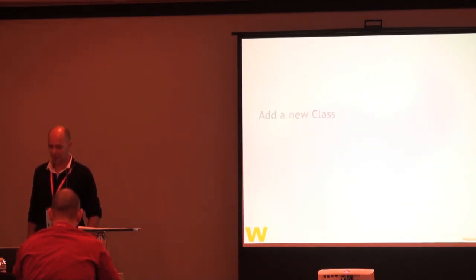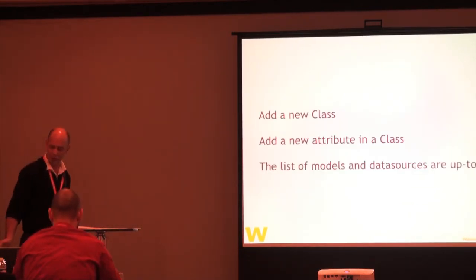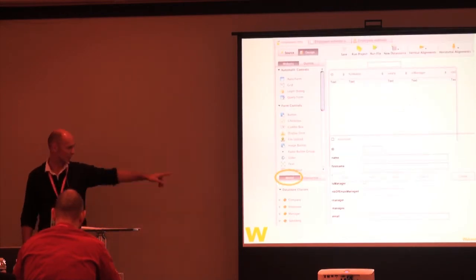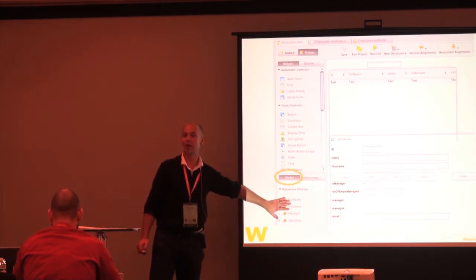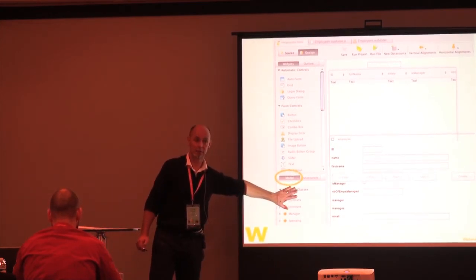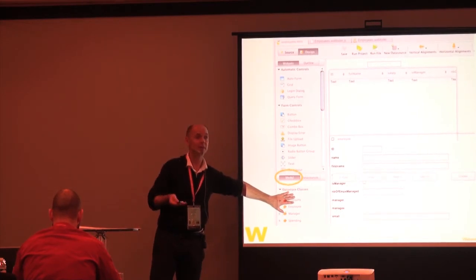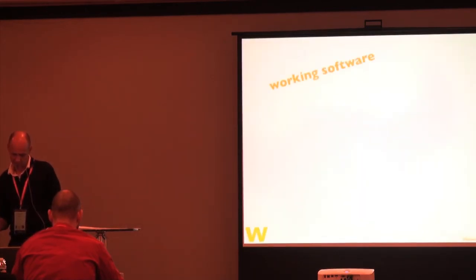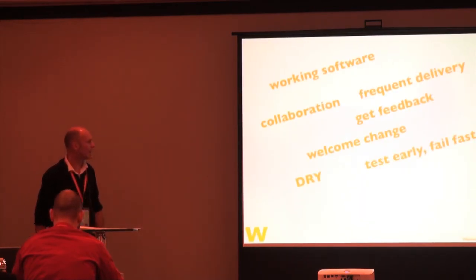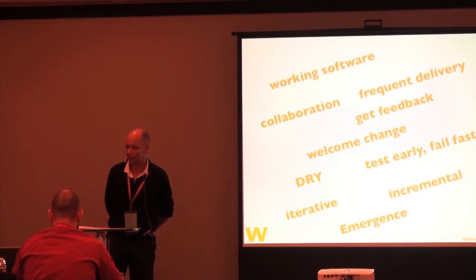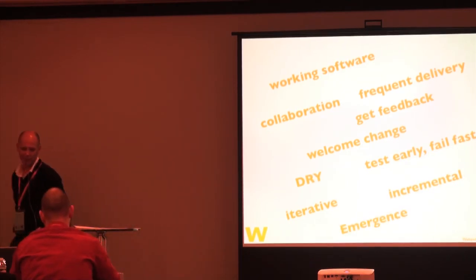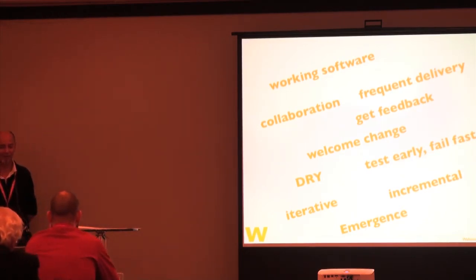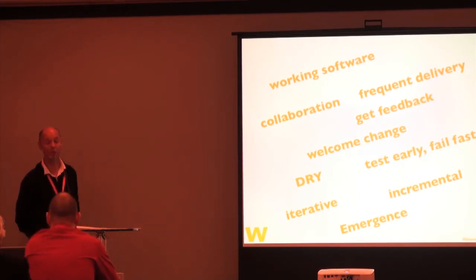So you're confident with changes. You can add a new class and a new attribute in a class, and the list of models and data sources are up to date. See, here in the GUI designer, it was updated by the new model. So I could use it in my forms. So all this is available in Wakanda. Frequent delivery, because you get feedback, you can welcome change, you can apply the DRY mantra, test early, fail fast, and have an iterative and incremental process.